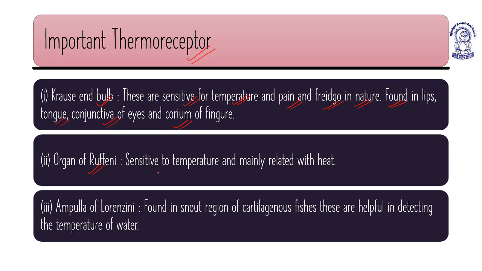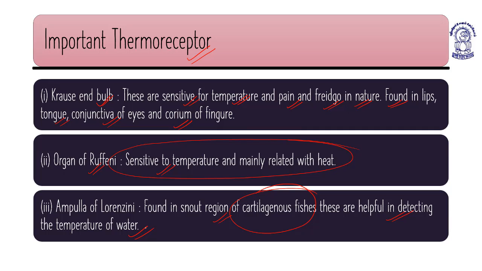Organ of Ruffini, or Ruffinian corpuscles, are sensitive to temperature and mainly related to heat. They are thermoreceptors. Ampulla of Lorenzini is found in the snout region of cartilaginous fish. They are helpful in detecting the temperature of water.